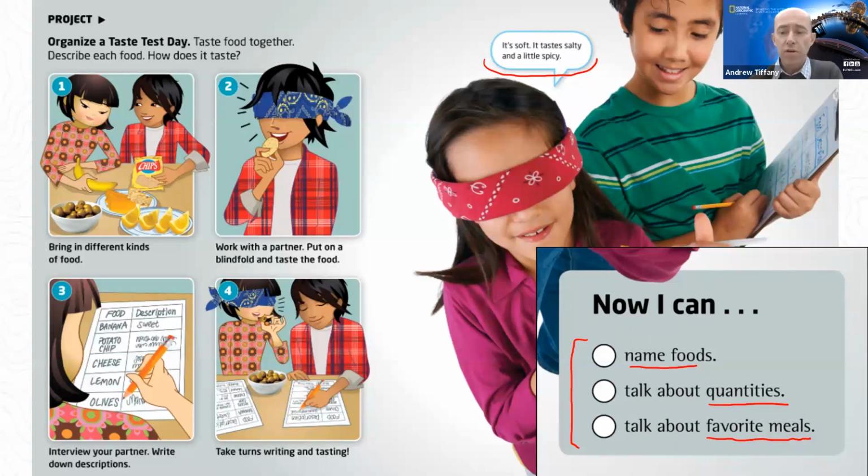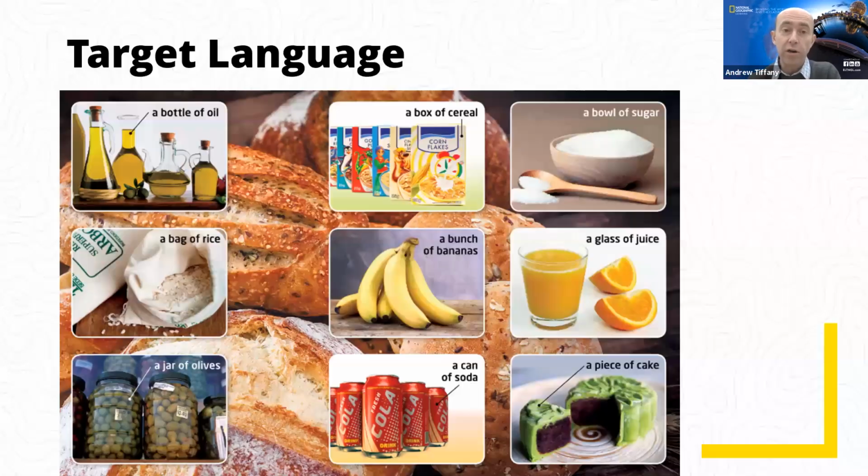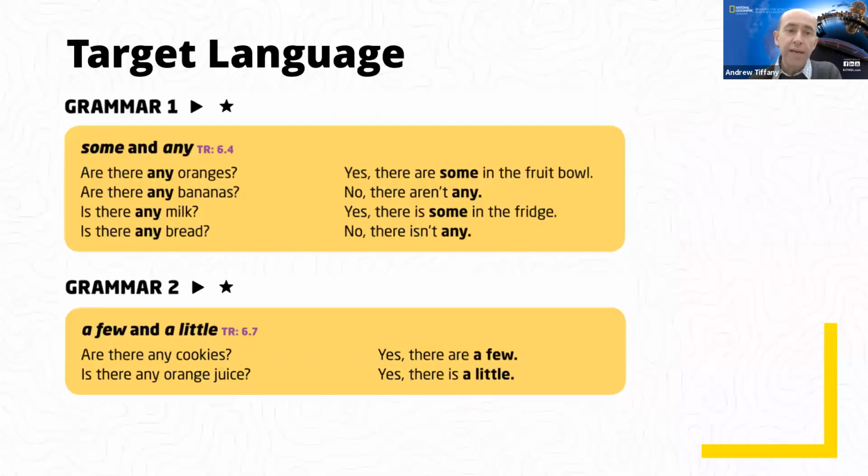Okay, so let me walk you through the earlier part of the unit real quick. In the beginning of this unit, this is the kind of vocabulary we're learning. We're learning about more foods than we've already learned about, but also the counting words that go with those foods, right? So a glass of juice, a can of soda, a bowl of sugar, et cetera. Then we're doing any, some, many, a few, a little. We're doing this type of grammar, which I'm sure you're familiar with, right? So this is the kind of language that the students are learning in this particular unit.